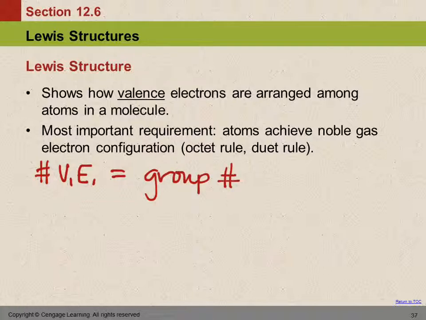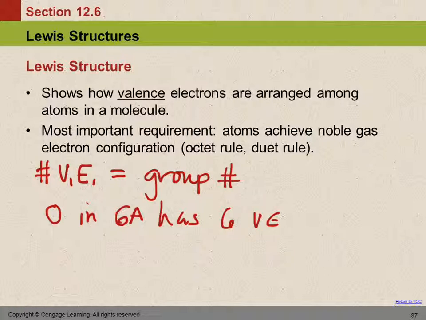So oxygen, in group 6A, has 6 valence electrons. Potassium is in group 1A. Guess how many valence electrons? 1. Okay. Chlorine, group 7A, 7 valence electrons.